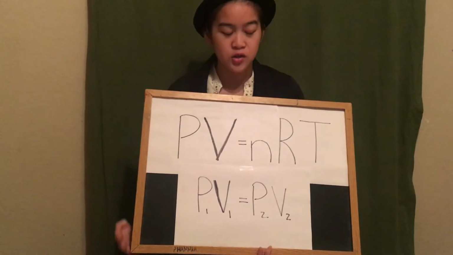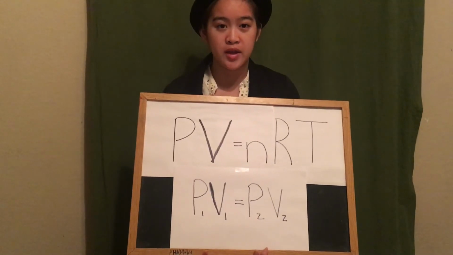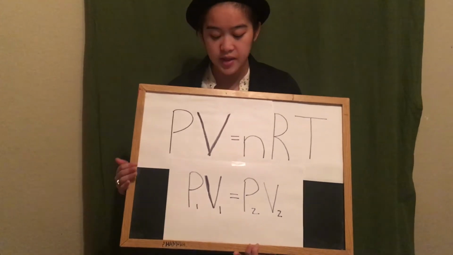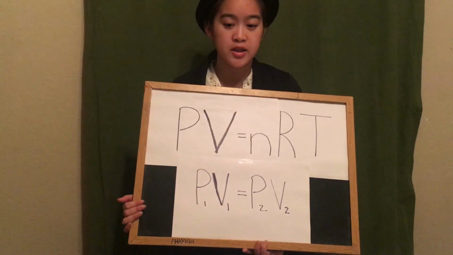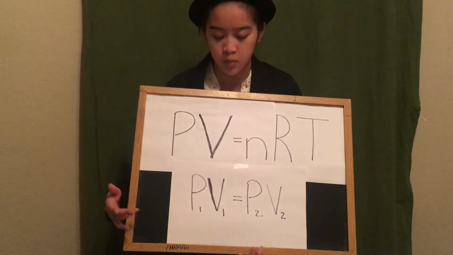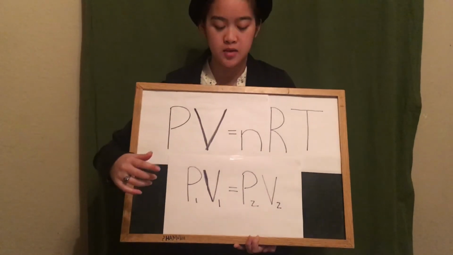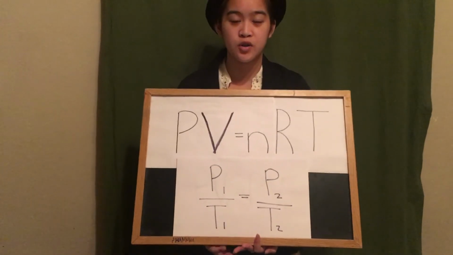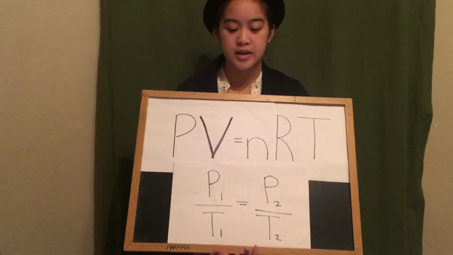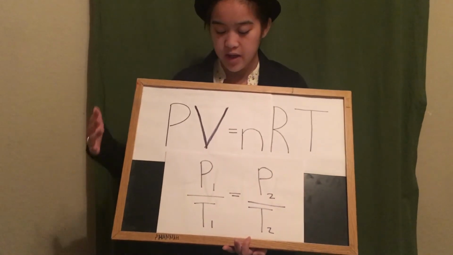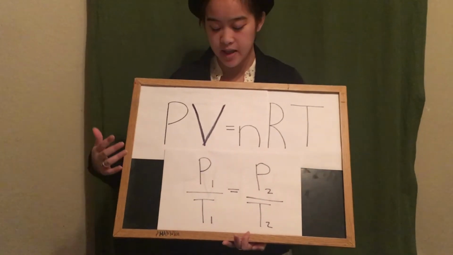Next, I will be introducing Robert Boyle, who is a physicist, chemist, and an inventor who discovered that if temperature is constant, then pressure is proportional to 1 over volume, which would make pressure 1 times volume 1 equals pressure 2 times volume 2.